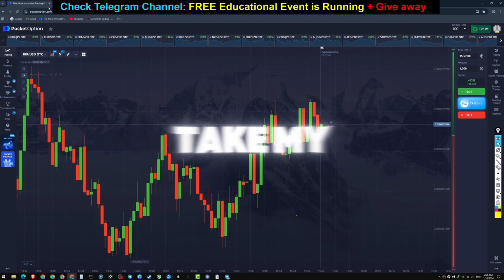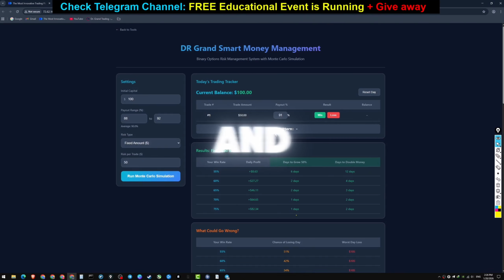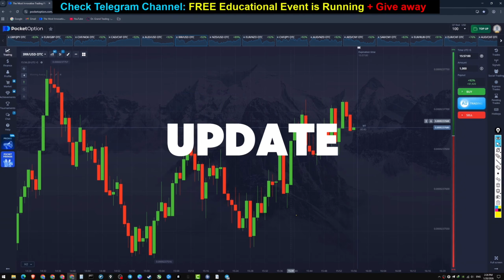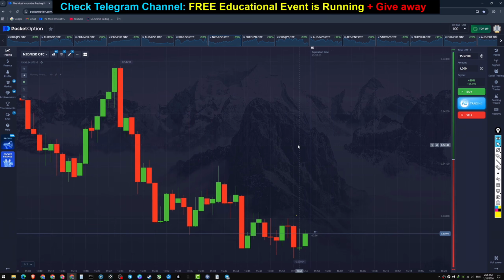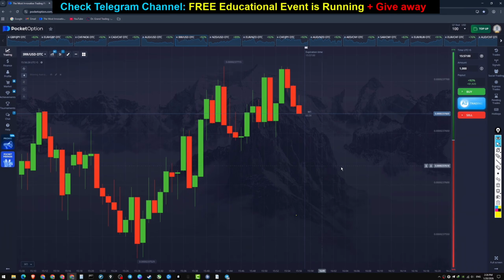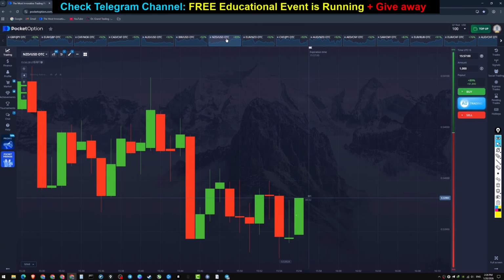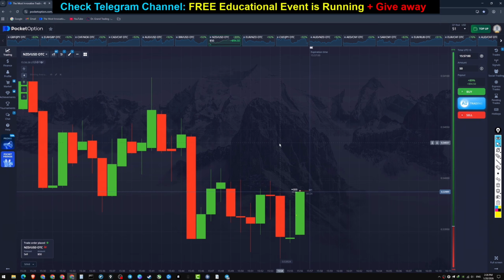So I'm about to take my first trade right now, and whenever I take each trade, I will update that sheet. I will place a win or loss right there. Let me just change this to 50. Let's go. This is the first trade. This is the common point of rejection.